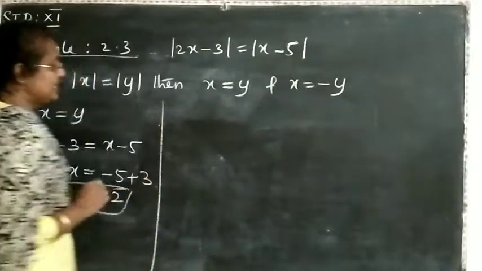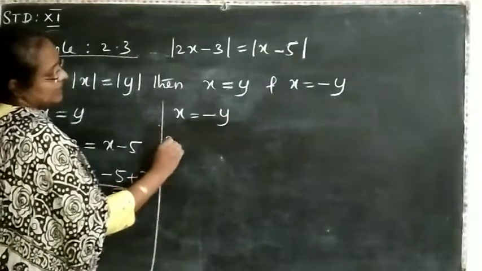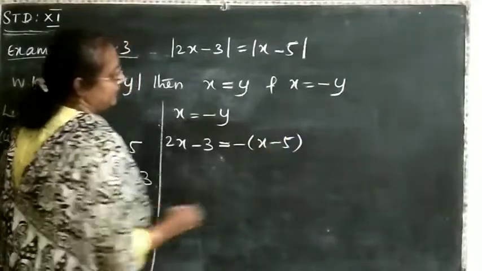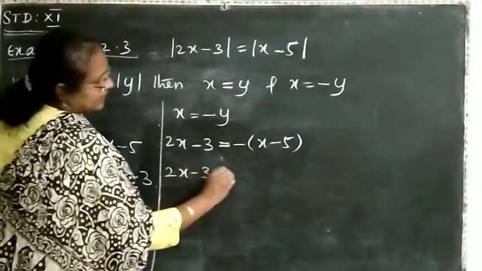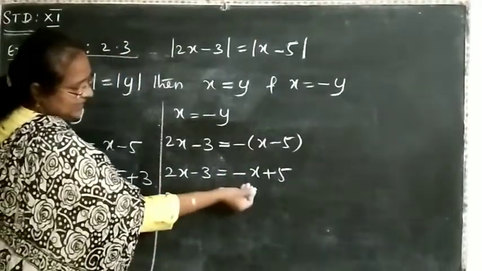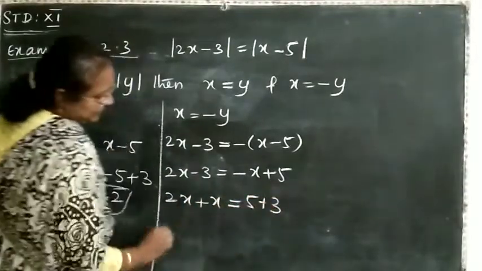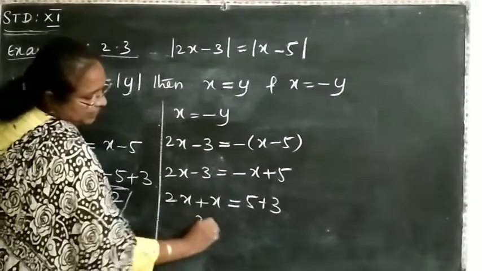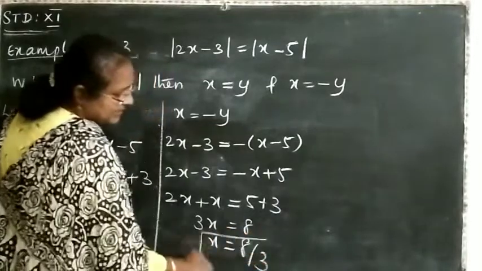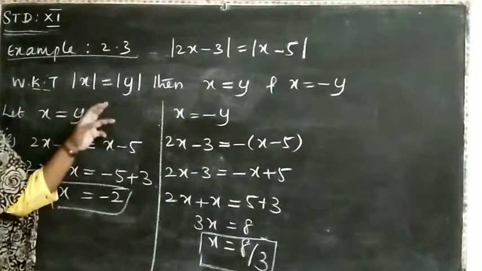x is equal to minus y, isn't it? So now x is equal to minus y. So what is the value of x? 2x minus 3 is equal to minus of x minus 5. Okay, so 2x minus 3 is equal to minus x plus 5. Now the minus x, if it comes to this side, becomes plus x, so 2x plus x is equal to 5 plus 3. So 3x is equal to 8. So x is equal to 8 divided by 3 is the answer. I hope you understand the first property clearly.